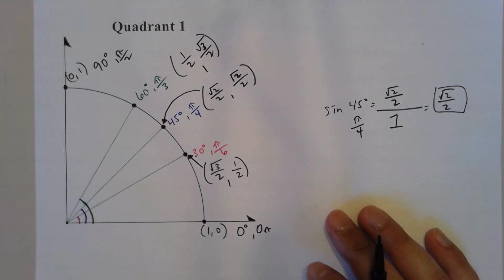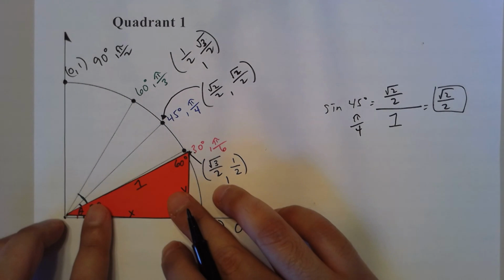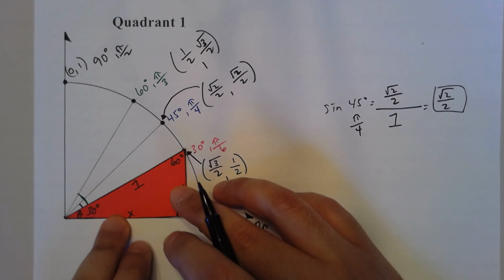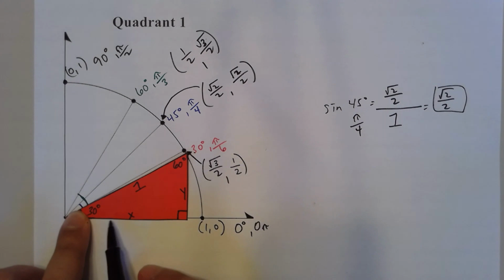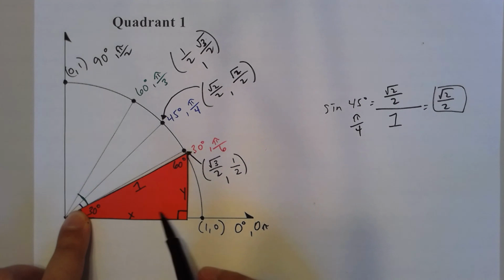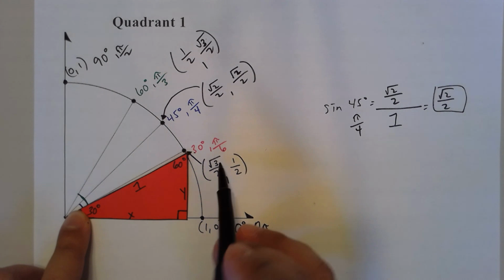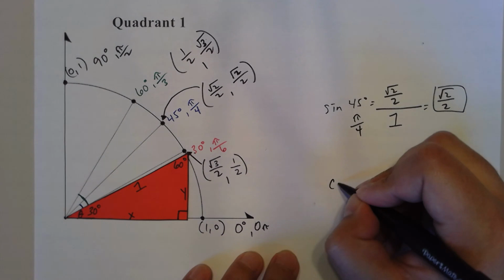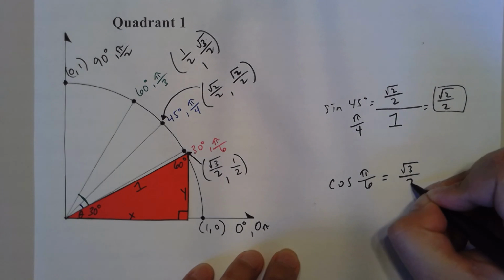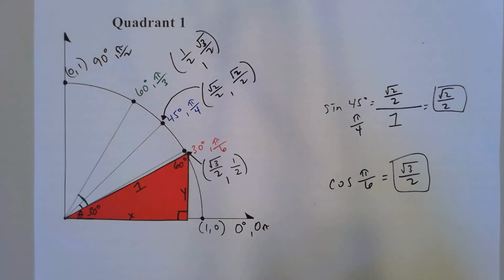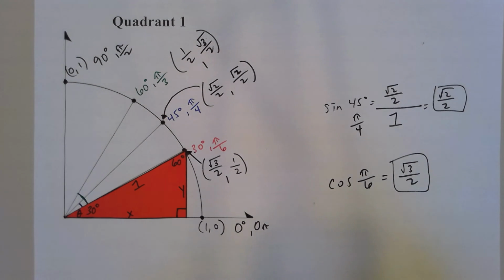What if they ask you for cosine of 30 degrees? Well, I'm going to use this triangle here, the smaller triangle, since it's 30 degrees. Cosine is adjacent over hypotenuse. So this guy here is the square root of 3 over 2 over 1, which would just be the square root of 3 over 2. So cosine of pi over 6 equals the square root of 3 over 2. The next assignments I give you will deal with quadrants 2, 3, and 4, but the first one will just be quadrant 1.